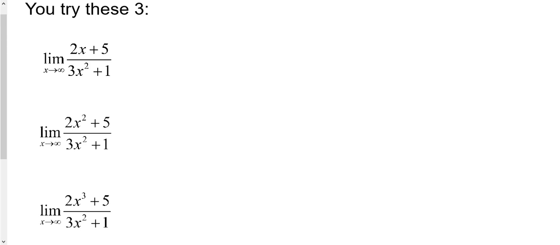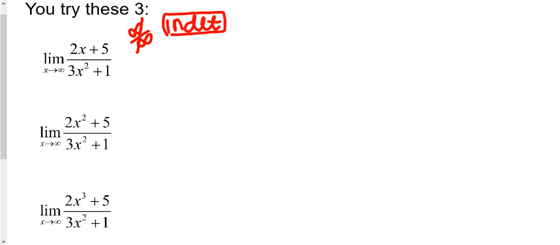Each of these, you would divide the numerator and denominator, and you would do that because if you plugged in infinity, in the top here you'd get infinity. In the bottom, you'd get infinity. Each of these, you are going to get an indeterminate form. So we have to do something else.